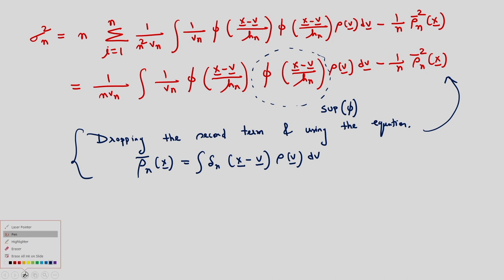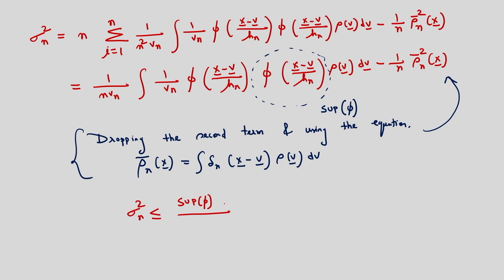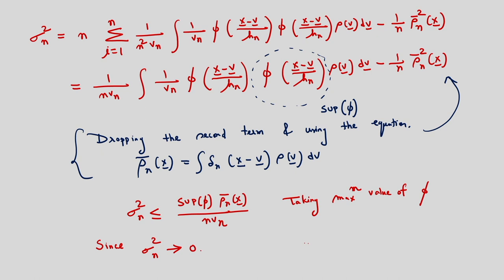Now what are the conditions for the convergence? This variance sigma n squared should be less than the supremum of phi times the mean of pn(x), that is the mean value of the estimated density, divided by n Vn. That means we are taking the maximum value of phi, so that is the supremum we are considering. Now what condition do we need? The variance should tend to 0. This is the required condition.